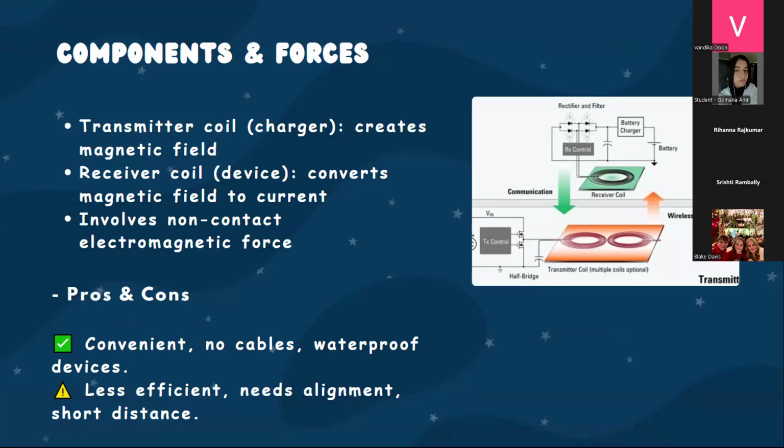And of course, everything in life has pros and cons. So the pros of the wireless charger: it's super convenient, there is no need for cables, and many devices now are waterproof. But the cons are it's usually slower than wired charging, it needs the phone to be aligned exactly right, and it only works at short distances.